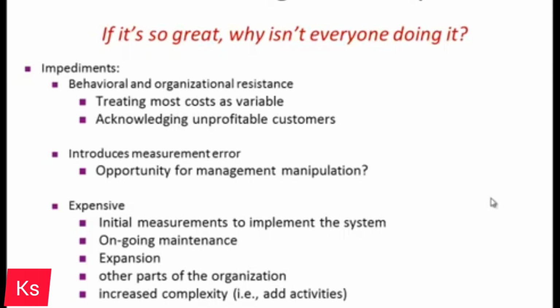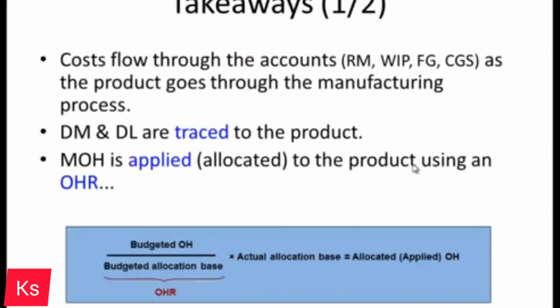I think the biggest reason that more companies don't use activity-based costing is that it can be expensive. Initial measurements to implement the system are expensive. There is the ongoing maintenance, expanding to other parts of the organization, and the increased complexity. It's an expensive system to implement and to maintain. So we're going to be talking a lot about when it makes sense to implement an activity-based costing system. A good portion of those companies that are not using activity-based costing may very well be settings where it makes sense not to use it. So we'll be talking about when that is.